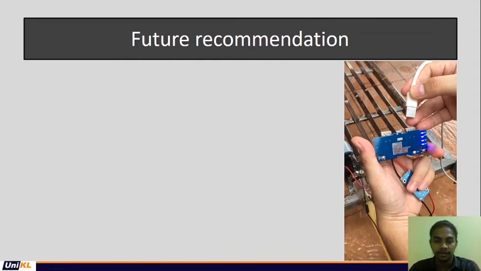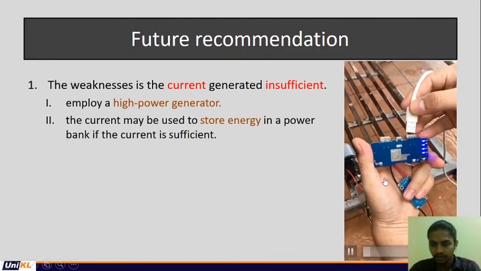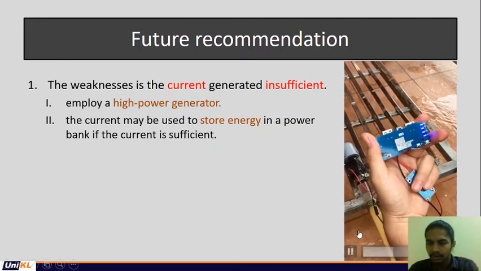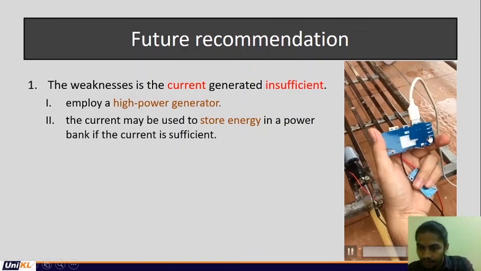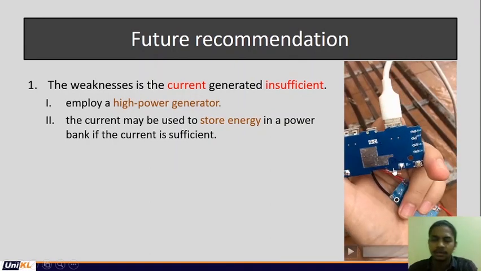So for future recommendation, the first one is the weakness: the current generated is insufficient. As you can see in this video, the current is insufficient. It makes the power module for the power bank keep repeating, keep turning on and off, as you can see here in the video. Off, on. The lamp blinks because the current is insufficient. So we can employ a high power generator.